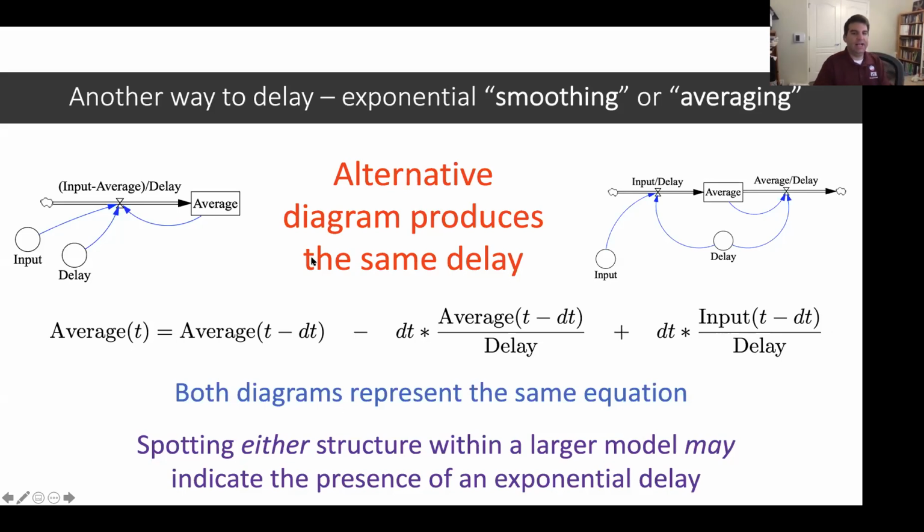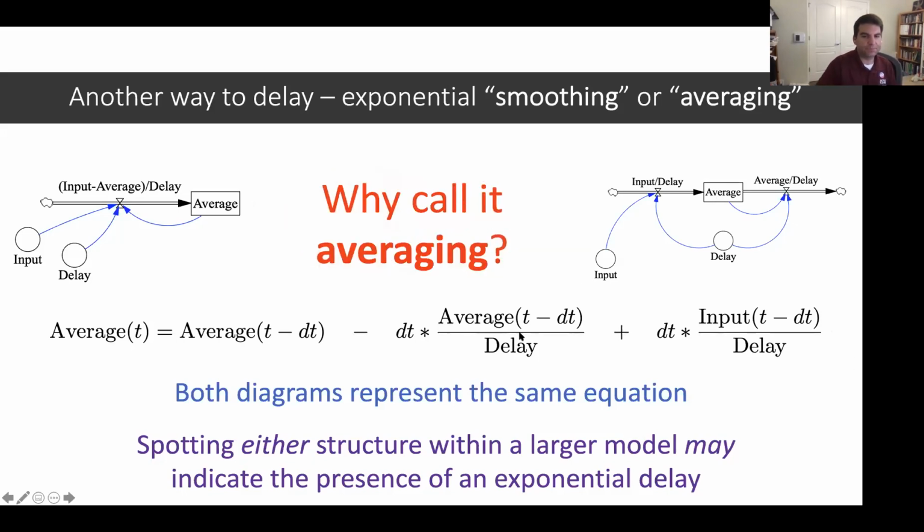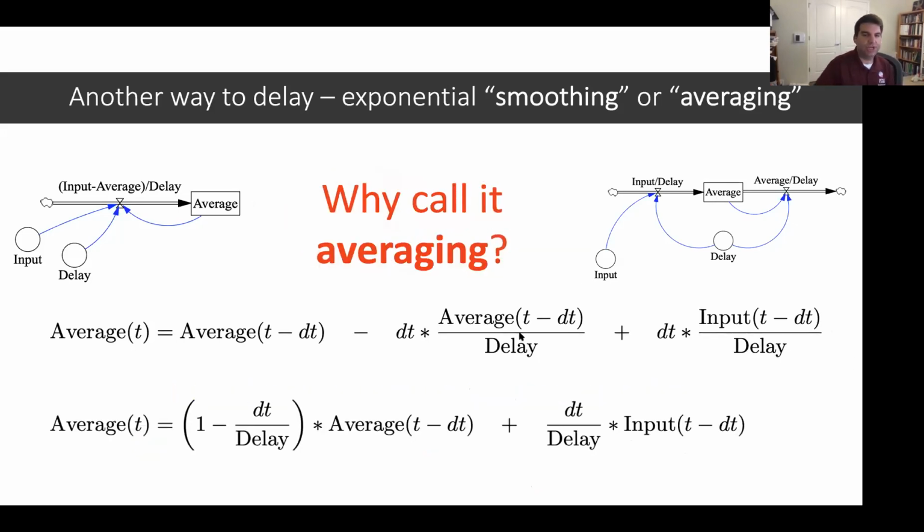And if you see either one of these diagrams in a model that you're building, then you know that you have maybe accidentally or maybe on purpose, but if you didn't happen to notice that you were drawing it, you've implemented a delay. Now, the reason I put these formulas up here is to show why we call it an averaging delay.